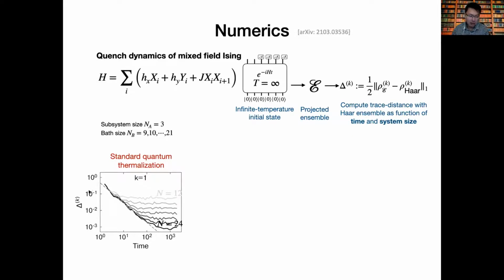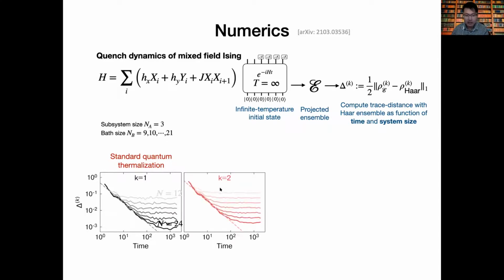So let's not worry too much about the functional form, but the key point is that the trace distance goes down in time, and then saturates for each system size, and the saturation value goes down with system size. And this is completely in line with our expectation that the reduced density matrix should become maximally mixed. So this is nothing more than just standard quantum thermalization, and this plot should not ever surprise you. But what do we see for higher moments when K is not 1?